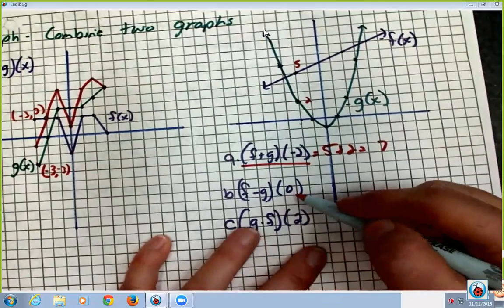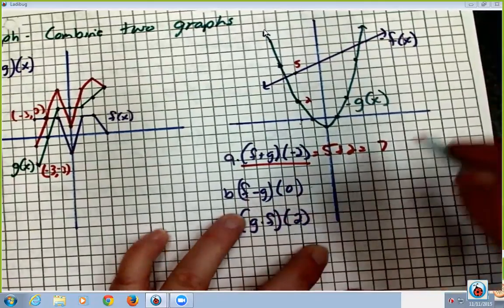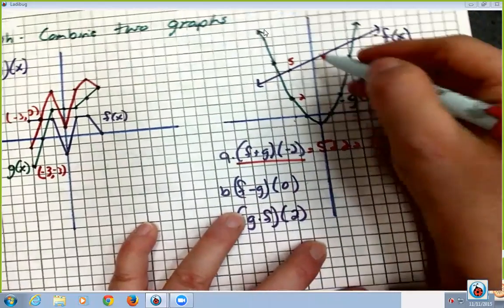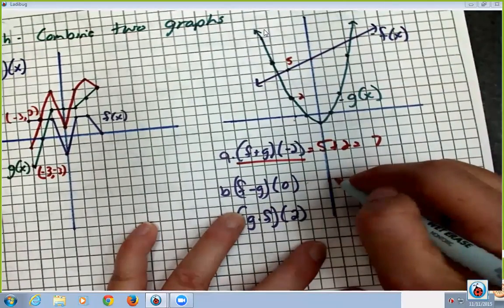So what's happening at 0? But now I want to take f. This is f. At 0, I'm at 6.